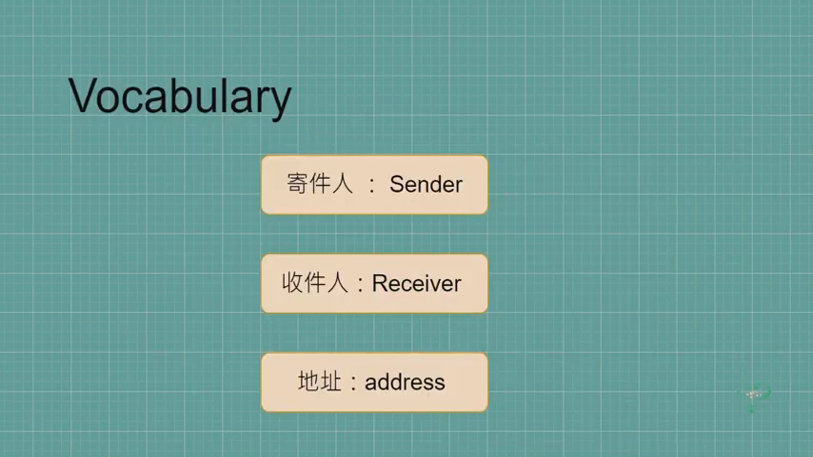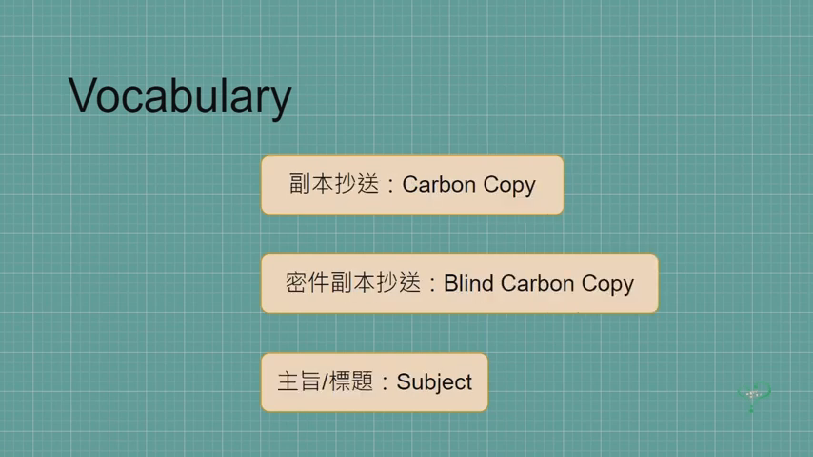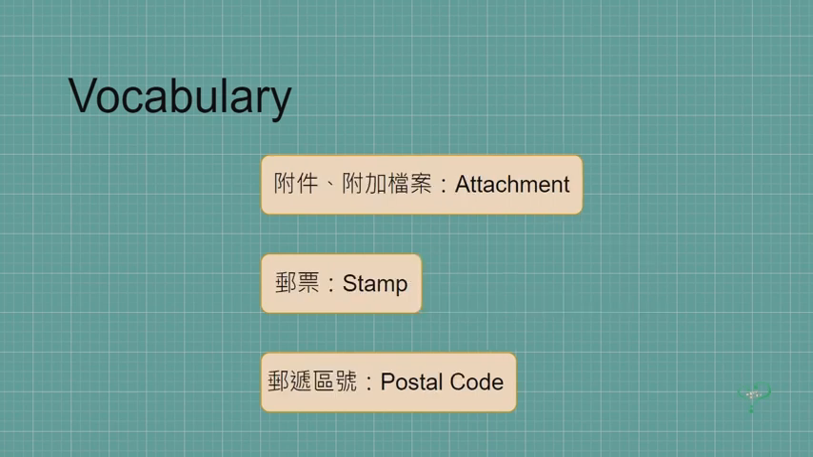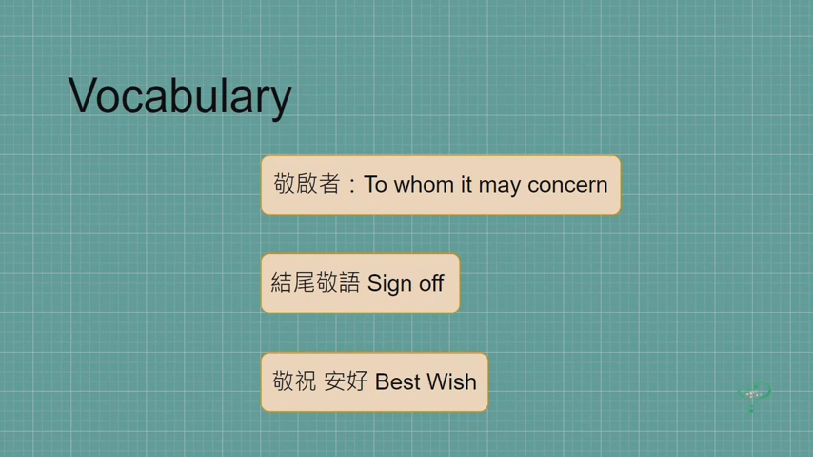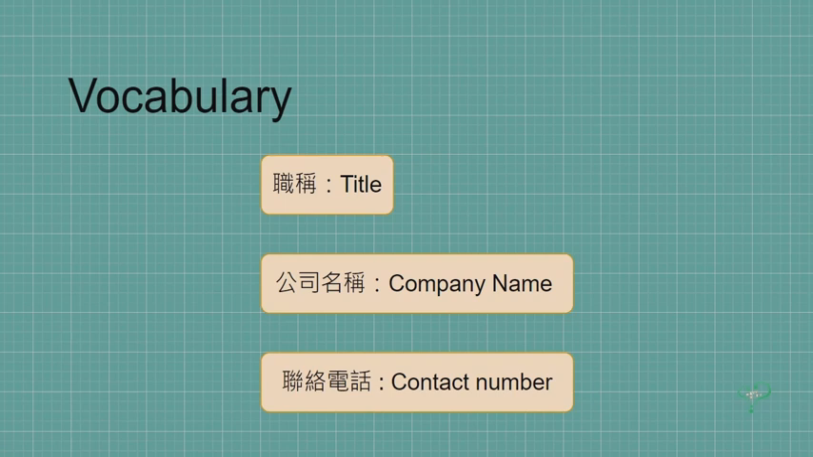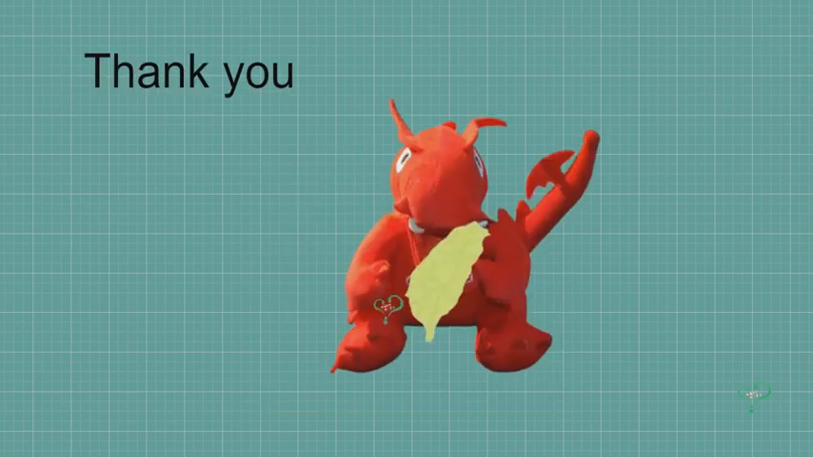Let's review today's vocabulary. 寄件人 sender, 收件人 receiver, 地址 address, 副本抄送 carbon copy, 密件副本抄送 blind carbon copy, 主旨标题 subject, 附加档案 attachment, 邮票 stamp, 邮递区号 postal code, 近期者 to whom it may concern, 结尾敬语 sign off, 敬祝安好 best wishes, 职称 title, 公司名称 company name, 联络电话 contact number.